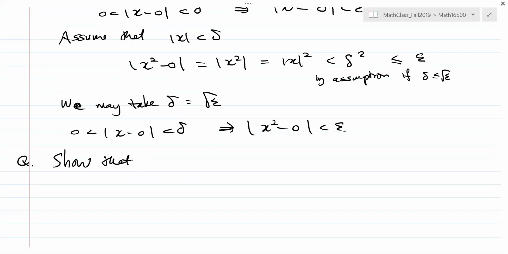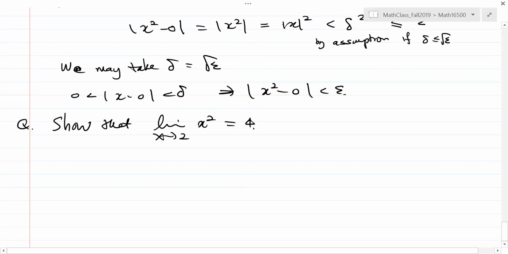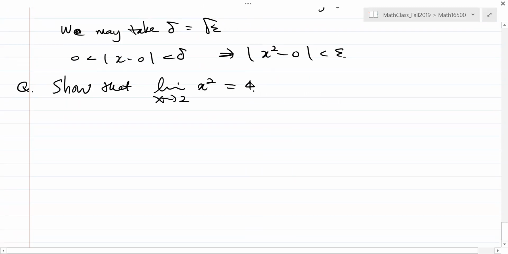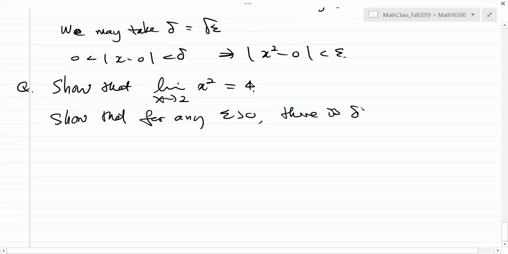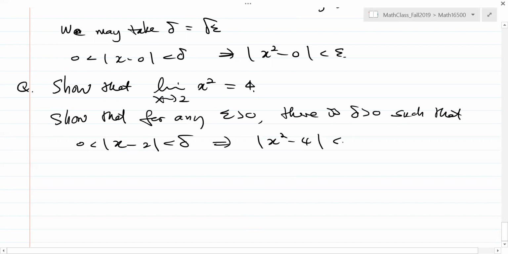All right, let me think about another problem. So change a little bit, right? Show that the limit as x approaches 2 of x squared equals 4. Okay, let's do this. Now you have to prove the following: for any epsilon greater than 0, there is some delta such that whenever absolute x minus 2 is less than delta, then it implies absolute x squared minus 4 less than epsilon.